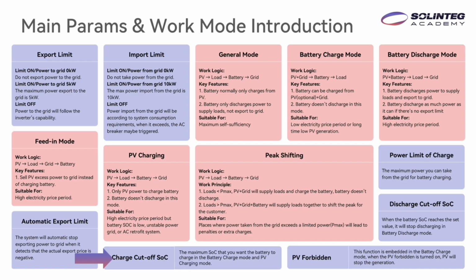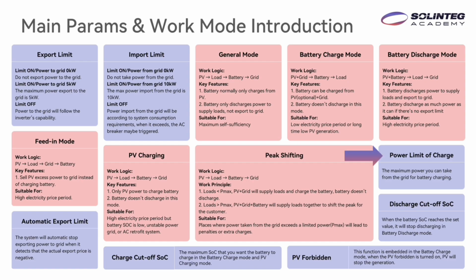From here, we can see the charge cutoff SOC. This function is mainly for the battery charge mode and the PV charging mode. We can set a maximum SOC of the battery so that if the battery is in charging mode and has reached this cutoff SOC, it will stop charging. For this value, we recommend the user follow the instructions of the battery brand they are using, because for some kinds of batteries, if we charge too much, for example reaching 100% SOC every time, it might affect the lifespan of the battery. So the value set here should follow the instructions from the battery's brand.